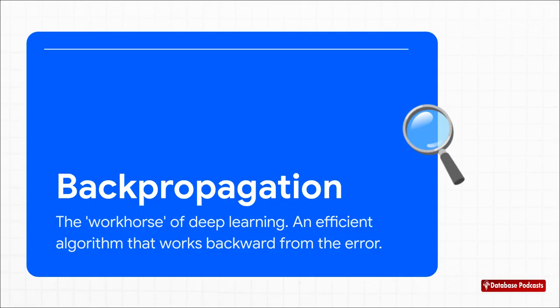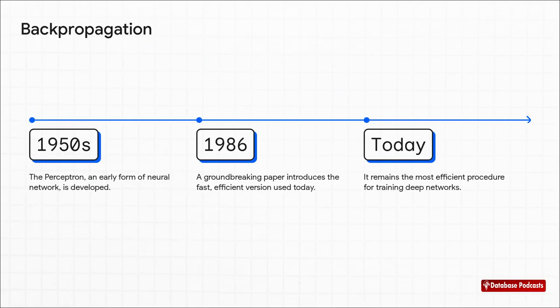It's an ingenious algorithm called backpropagation. It's often called the workhorse of deep learning, and for a very good reason. It is the engine that makes training these massive networks not just possible, but actually practical. You know, the core ideas behind it had actually been floating around for decades, but it was a groundbreaking paper in 1986 that introduced the incredibly fast and efficient version of backpropagation that we still use today. That was the breakthrough. That's what made training really big, really deep networks a reality.